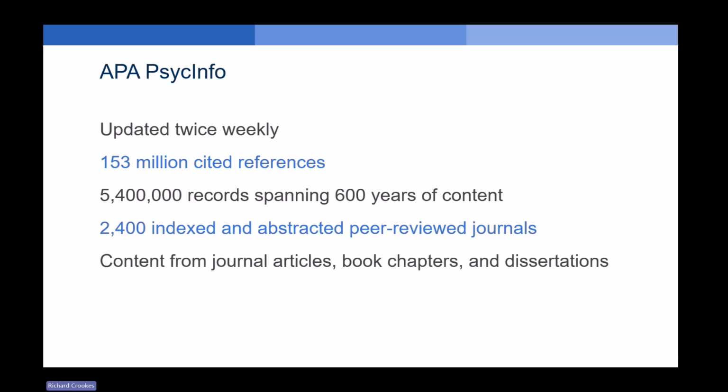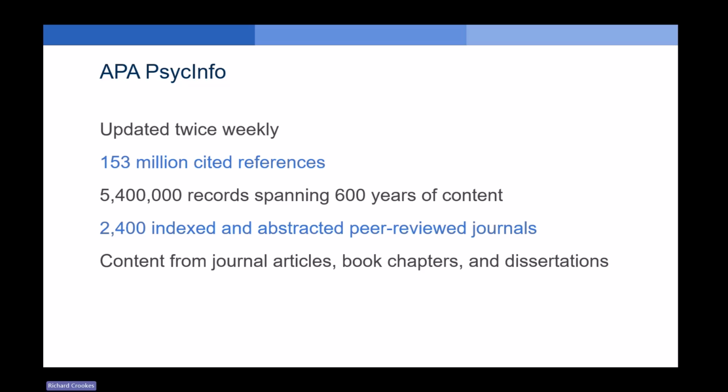Now, it is updated twice weekly, so it's a very current database and has millions of cited references, also well over 5 million records spanning 600 years of content, if you need to go that far back into the literature. So it indexes and abstracts almost 2,500 peer-reviewed journals, again related to behavioral science and mental health.